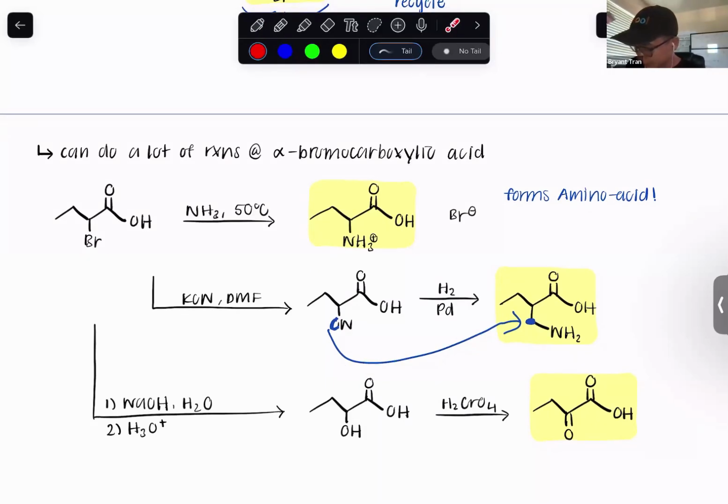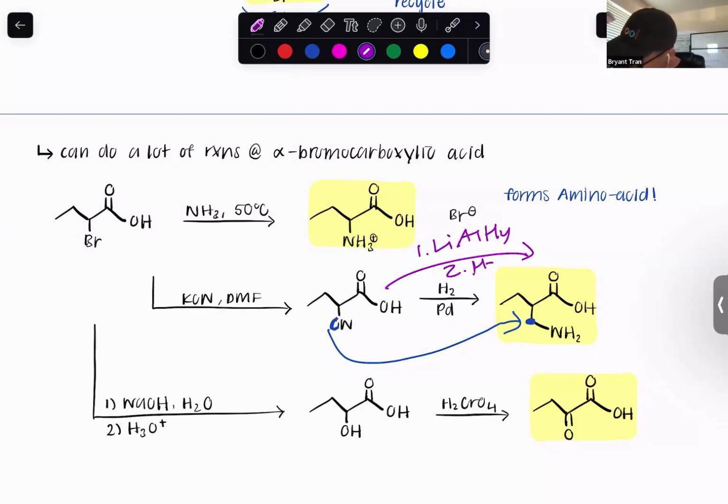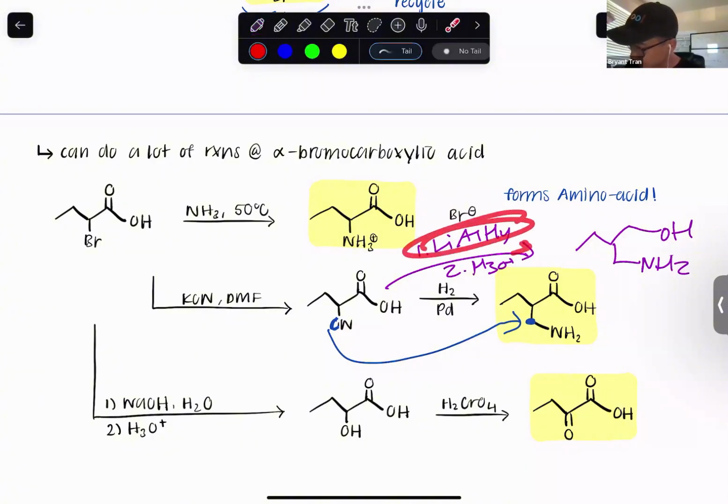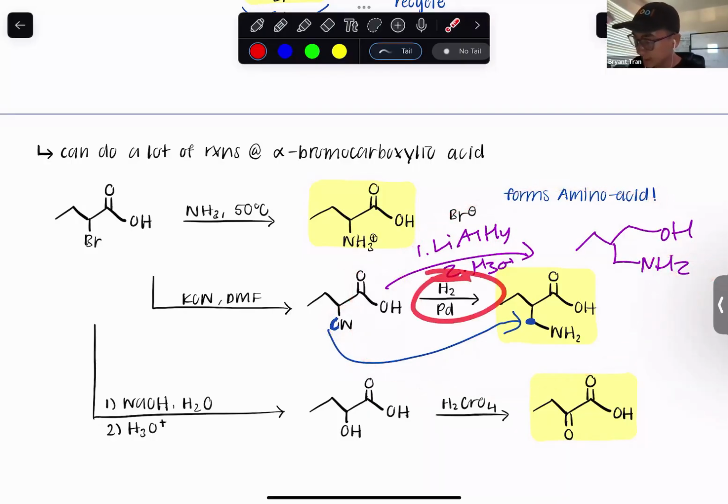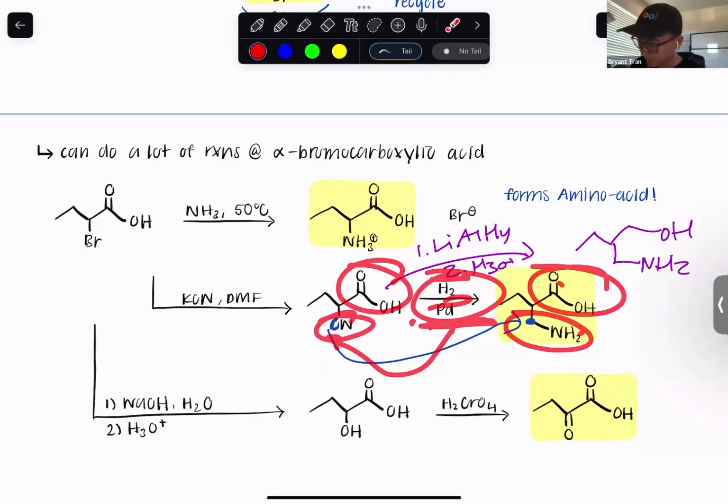The reason why you didn't use lithium aluminum hydride and acid workup is because lithium aluminum hydride would have also reduced the carboxylic acid, right? So if you used lithium aluminum hydride with acid workup, you would reduce both the carboxylic acid and the nitrile down. But if you just use H2, Pd/C, this is a selective reducing agent, which is going to reduce the nitrile only to the primary amine. It would not reduce the carboxylic acid.